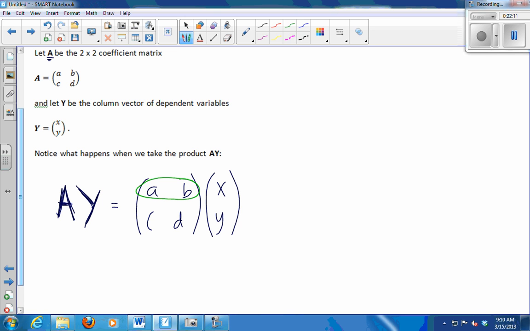So AX plus BY will be the first entry in my answer. And then I take my next row in this matrix, pick it up, turn it on its side, and lay it on top of the vector. The C and the X line up, the D and the Y line up. You multiply what lines up and add them together.